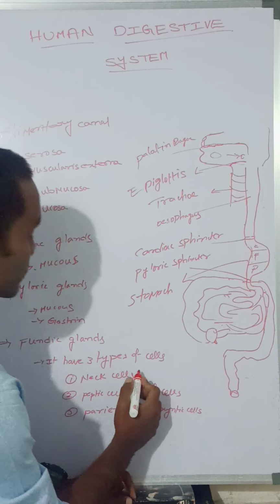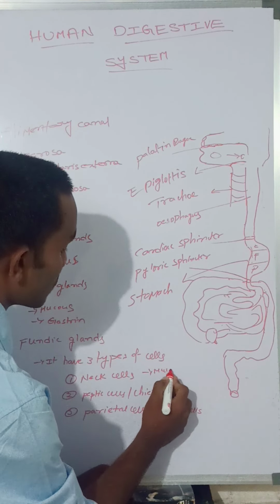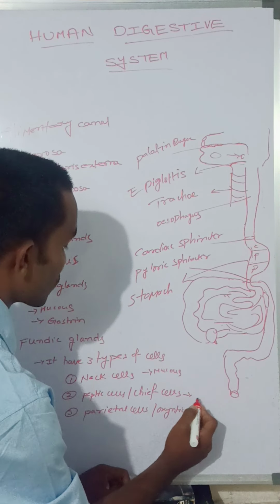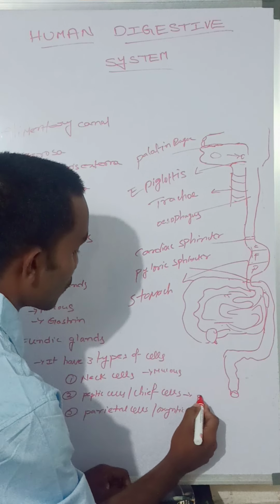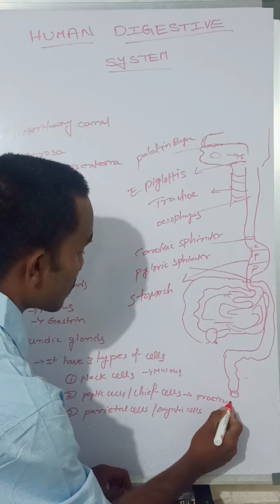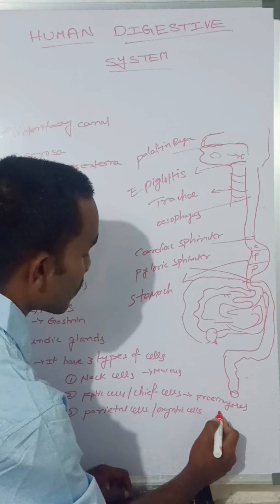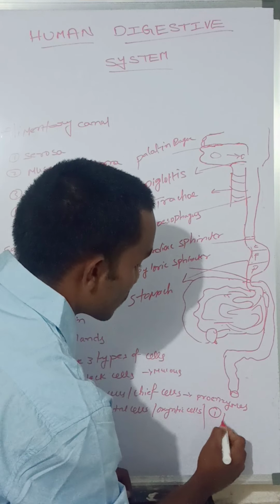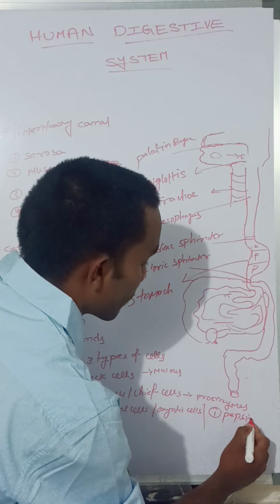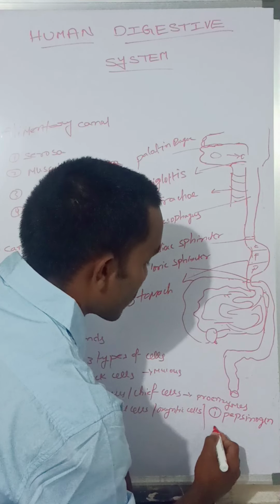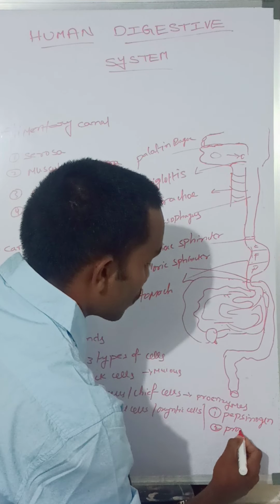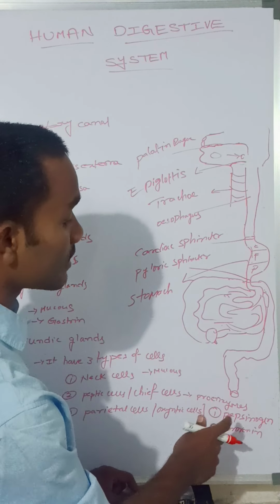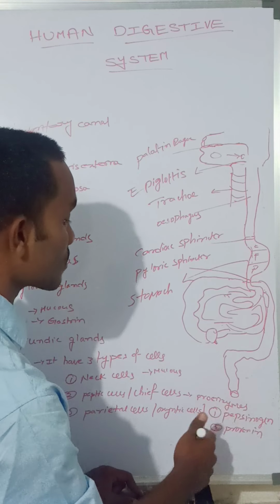Neck cells also secrete mucus. Peptic cells, or chief cells, secrete proenzymes. What are the proenzymes? Pepsinogen, prorenin. We will discuss these enzymes and their roles in upcoming lectures.